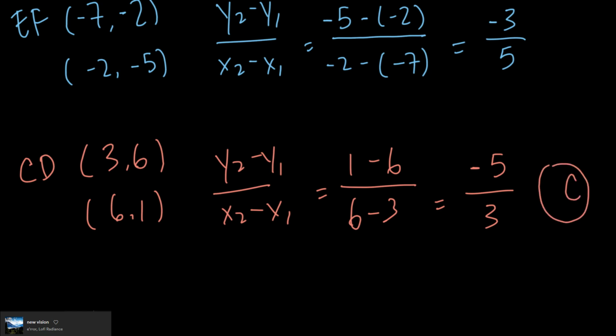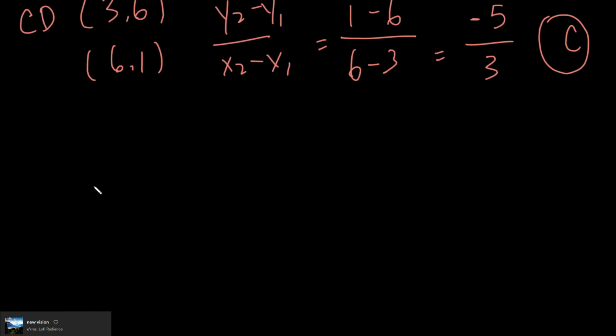Let's check the last answer just to see if our answer is true here. So GH, this is our GH line segment, and we have 2 points. We're given 1 and negative 5. And we are given 6 and negative 2.